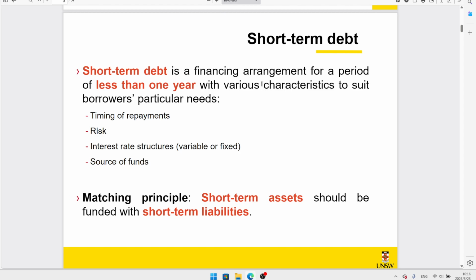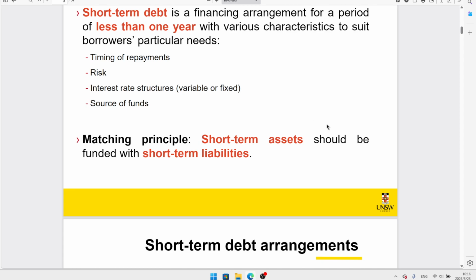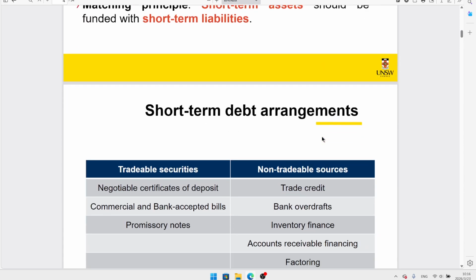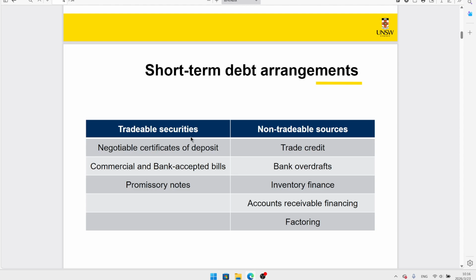Short-term debt is a financial arrangement for a period of less than 1 year, with various characteristics to suit borrowers' particular needs. It has timing of repayment, risk, interest rate structure, and sources of funds. The matching principle is that short-term assets should be funded with short-term liabilities.